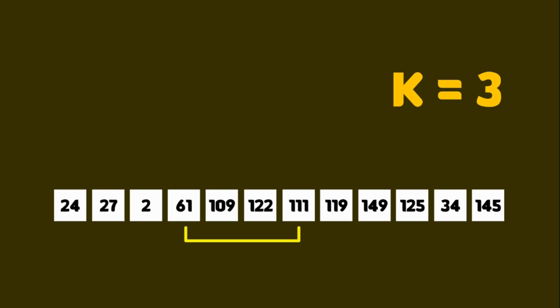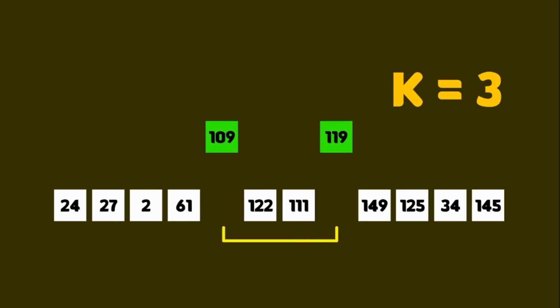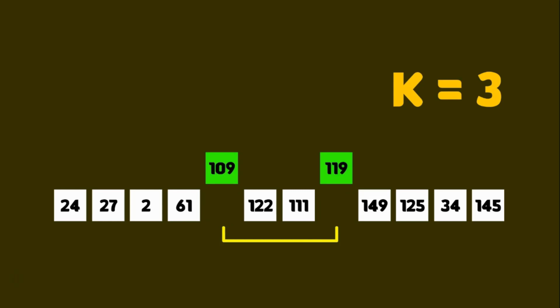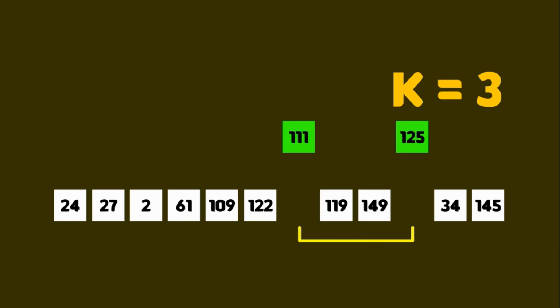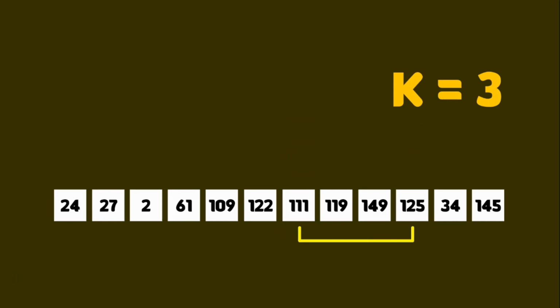Then comes 109. So now it is important to understand with the gap sequence of the other elements also. So it is 109 and 119. It is in the proper sequence order. Then after that comes 122 and 149. So 122 is lesser than 149, so it is in the same way it is needed. So no change in this number position. Then comes 111 and 125. It is again in the same way.